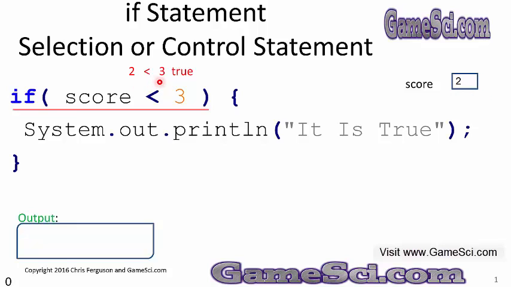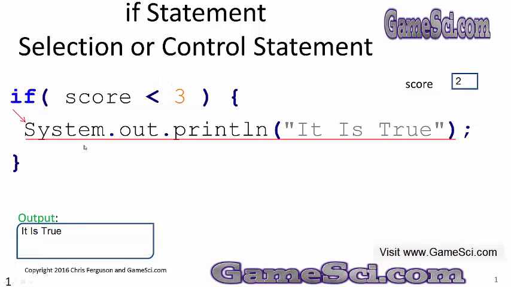Well, that's 2 less than 3, and 2 less than 3 is a true statement. When this statement is true, what's going to happen is we will select this code to execute and print out it is true. And you can see it is true came out on the output. It's as simple as that. When the condition is true, we execute the code between these curly braces. When it's done, it will fall through and continue on with the computer program.